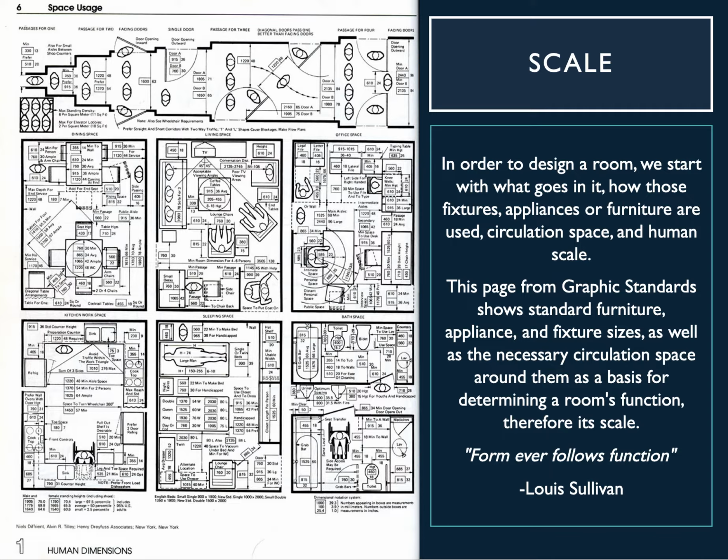So in order to design a room, we're going to start with what goes in it. How do those fixtures, appliances, furniture, traffic pattern, circulation, how do those fit in that room? It's like a puzzle. How do we pack these things in a space? And so this page is some graphic standards that shows standard furniture, appliances, and fixture sizes, as well as necessary circulation space around them, as the basis for determining a room's function, therefore its scale.